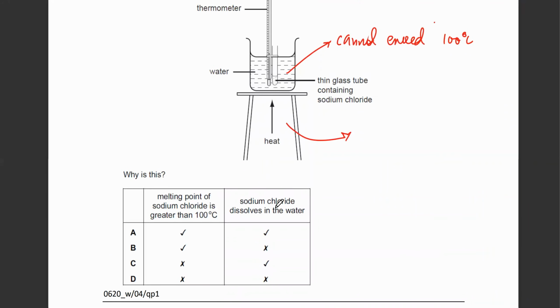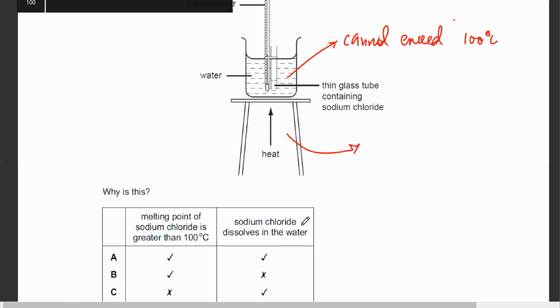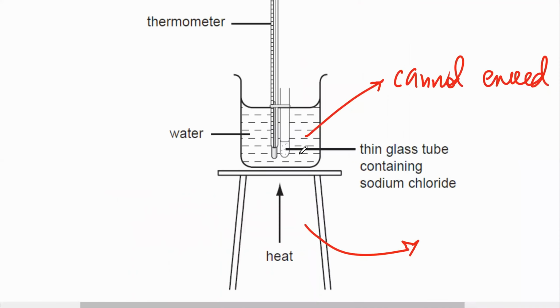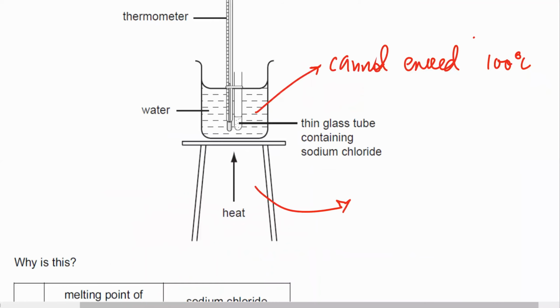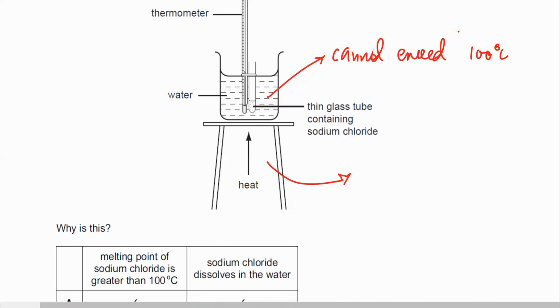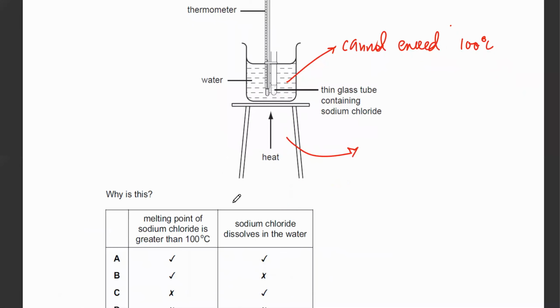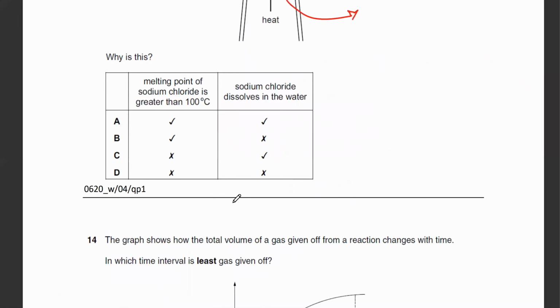And the other one is that sodium chloride dissolves in water. But that's not what's wrong with this specific experiment, because you can see that the sodium chloride is in a separate tube that's separated from the water. So that is not what's wrong with the apparatus. Even though NaCl dissolves in water, it's in a separate tube. So that is not an issue. So that's why the option is going to be B.